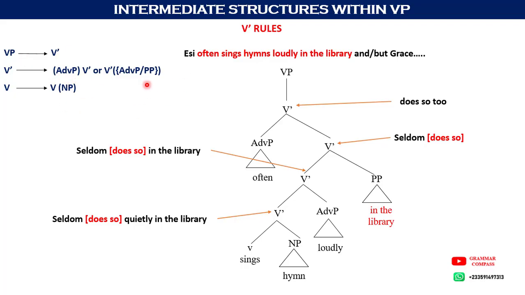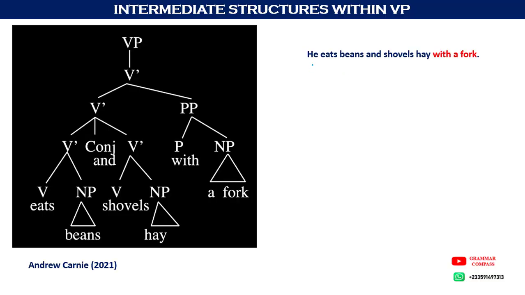Now, what about the other phrases as well? The PPs, the adjective phrase, and then the adverb phrase. Let us see whether those structures have intermediate constituents. Now, taking this sentence, "he eats beans and shovels hay with a fork." The fact that we can conjoin "eats beans" and then "shovels hay" means that together they form a constituent. We can say "he does so with a fork." That is why we have the conjoined verb bars over here. That is the structure that we have over here.